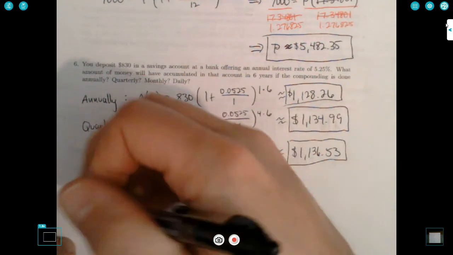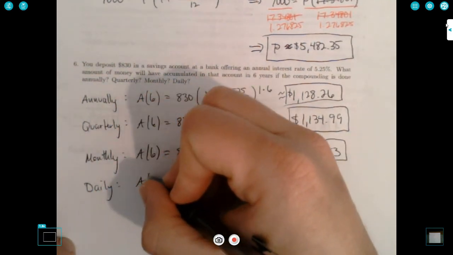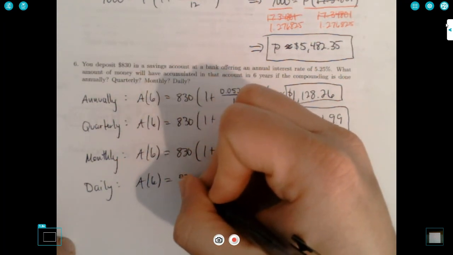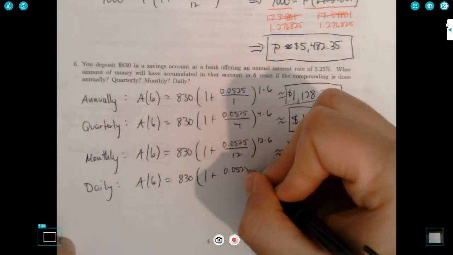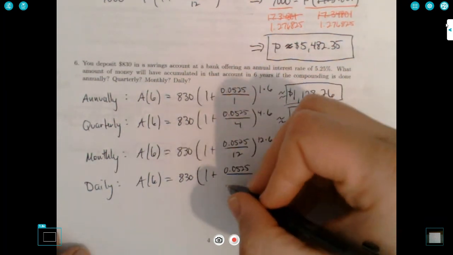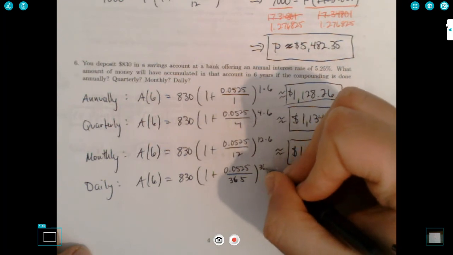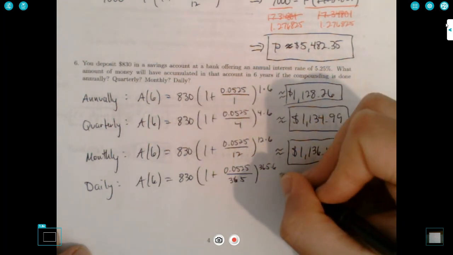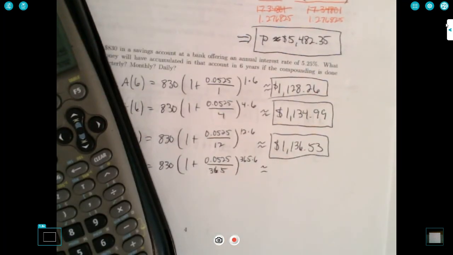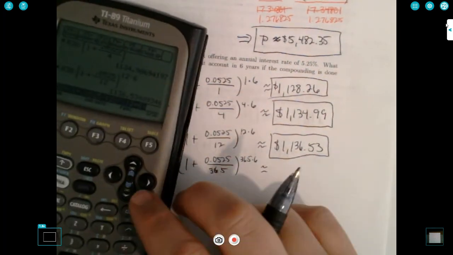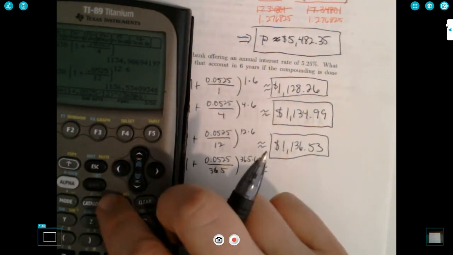What if it's compounded daily? Then A of 6 is going to be 830 times 1 plus 0.0525. If it's compounded daily, that means 365 times a year. And let's see what we get. So I'm going to come back here and change my 12s to 365s.